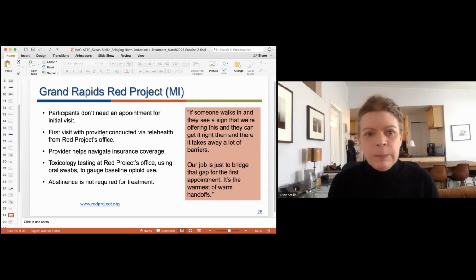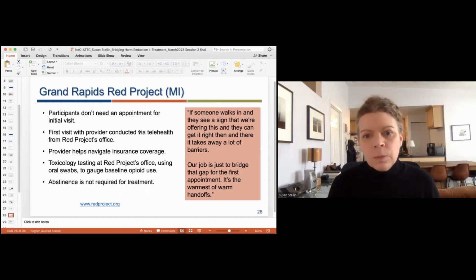And again, people don't need an appointment for an initial visit, assuming there is availability. That first visit is conducted via telehealth from the RED Project's office. The provider then will help the person navigate insurance coverage. And because they're going to be taking this on the mobile unit, it was really important to them to be using oral swabs for toxicology testing, to gauge what substances and the level of buprenorphine. And again, with this program, abstinence is not required for treatment.